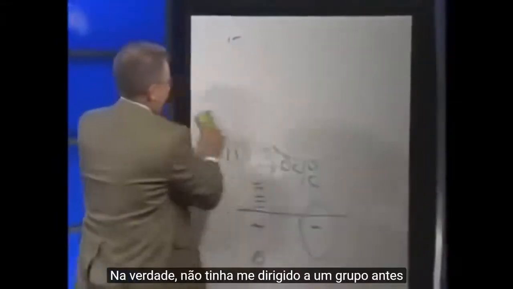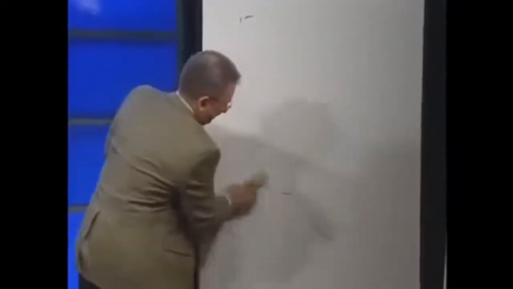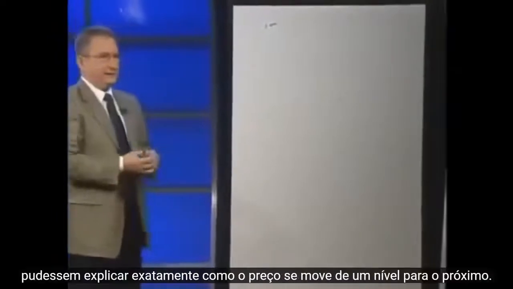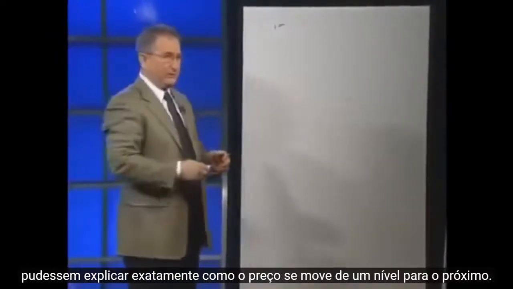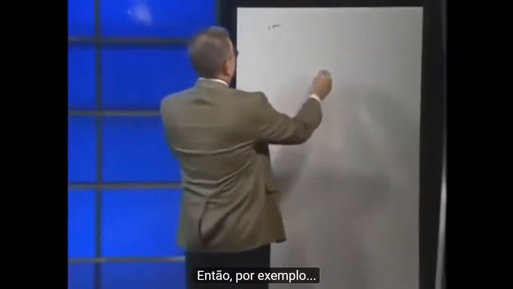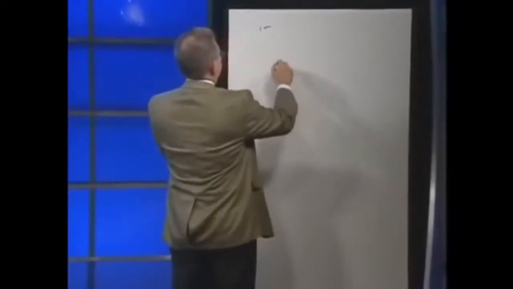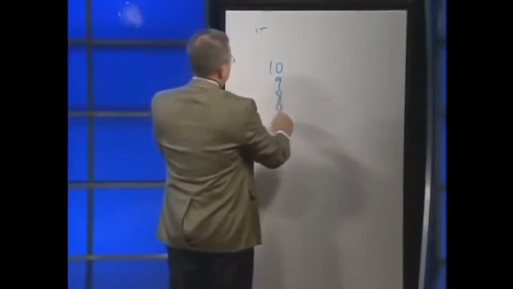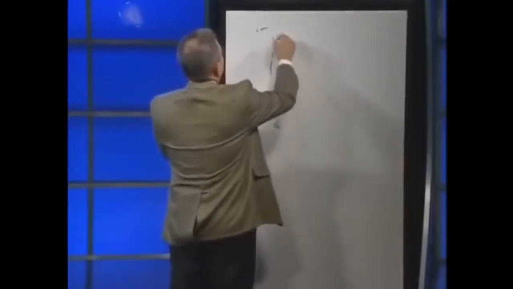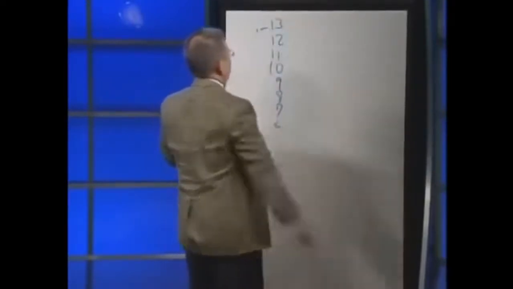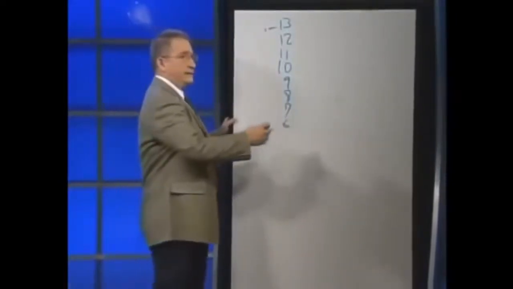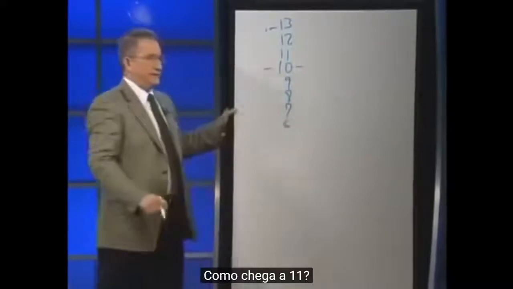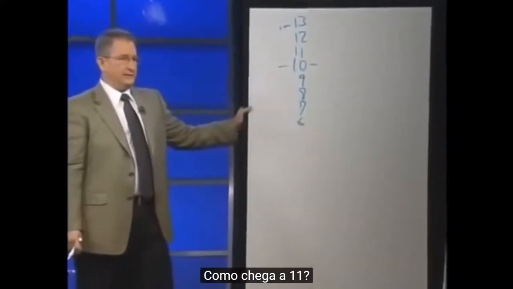Actually, I haven't addressed a group yet where very few people, if anybody, could tell you exactly how prices move from one price level to the next. So for an example, 10, 9, 7, 6, 11, 13. Okay, if the last reported price that you see on your screen is 10, how does it get to 11?